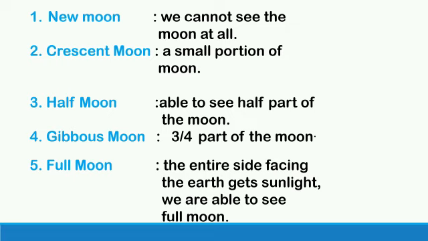So from new moon to full moon, it takes 14 days. And again it takes another 14 days to change from full moon to new moon. So this cycle is going on. In that way, the moon takes 28 days to complete one revolution around the earth.